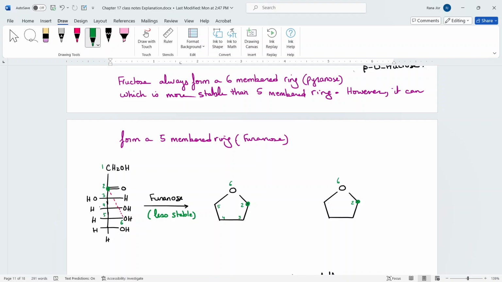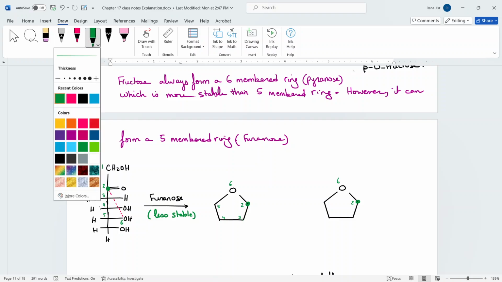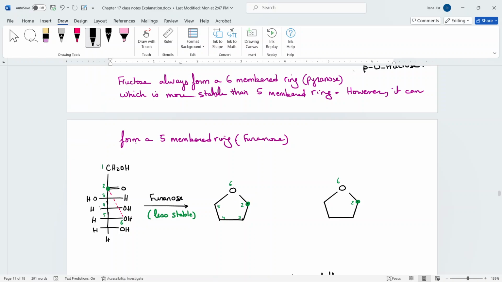So let's put the groups in there. You do have on carbon number 3, the OH is up. Let's change the color in there. So the OH is going to be up on carbon number 3. On carbon number 4, the OH is going to be down, and that pretty much that's it. So that is going to be on carbon number 4. Yes, the OH is going to be down.